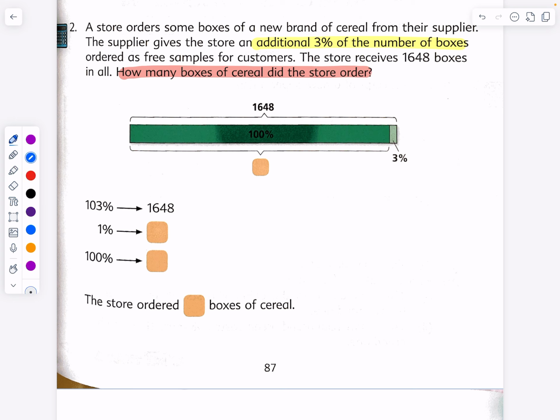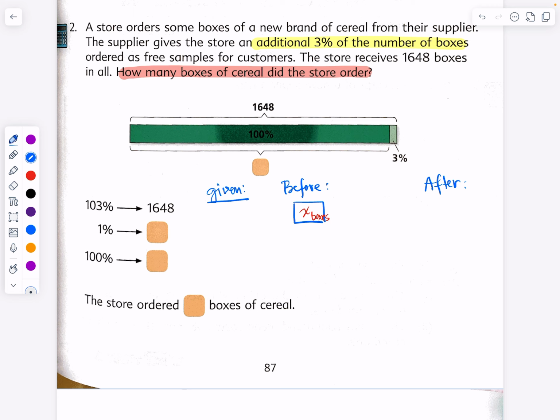Let's look at what is given. I hope you see this pattern of before and after. Something was there before, and then something happened after. Let's figure it out. Before, a store placed an order. Originally, right? That's what happened. A store placed an order for X number of boxes. We do not know how many.